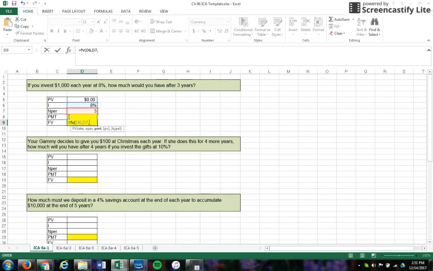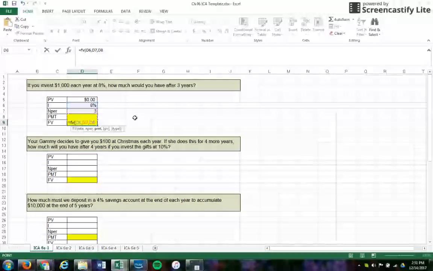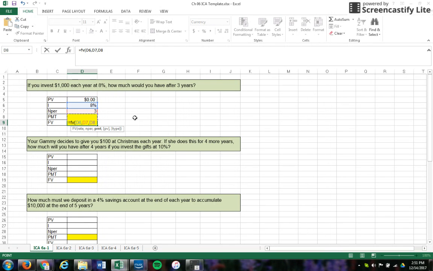And then we also know our payment is actually behind here. So there's kind of a trick to get to it. If you click on the cell beside it and use your left arrow, you can sneak in behind it for the payment. And that's what we need, D8. So you hit enter, and that tells us that after 3 years, we would have $3,246.40.